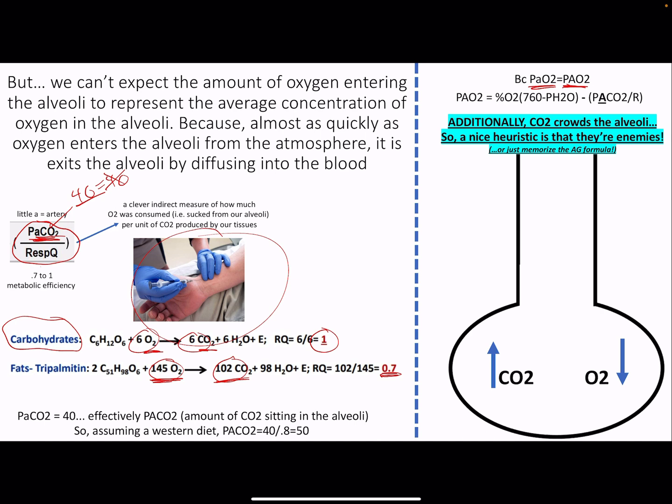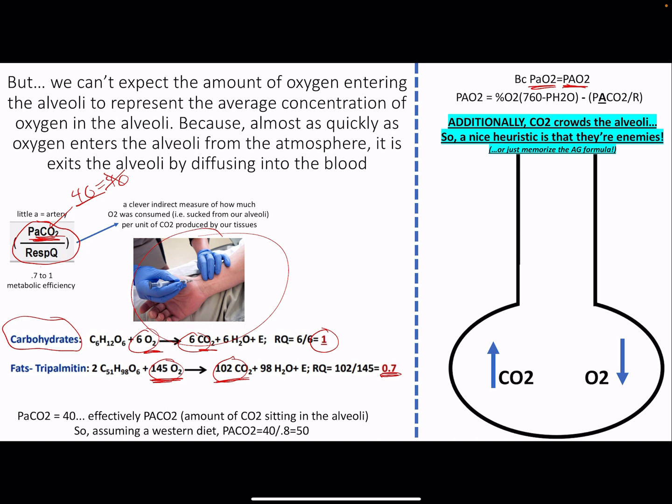So 40 units of CO2 in your alveoli really means that we must have consumed 50 units of oxygen, which means 50 units of oxygen leave the alveoli. So if we have 150 units of O2 coming in and 50 units coming out, that's where the 100 units of O2 more or less sitting in your alveoli comes from.